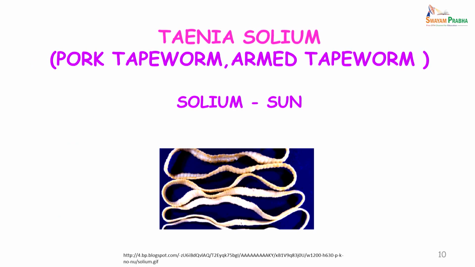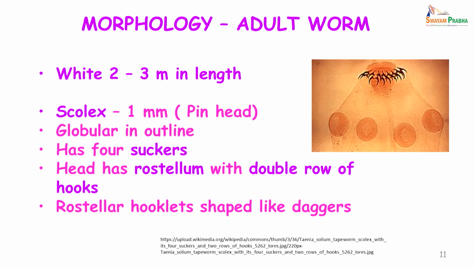Taenia solium or the pork tapeworm is also referred to as the armed tapeworm, and it is armed on account of the rostellum that it possesses. It is 2 to 3 centimeters in length, has a pinhead scolex which is only 1 millimeter in diameter. It is globular. The head has 4 suckers and has a rostellum with a double row of hooks. The hooks are shaped like daggers, and it is with the help of these hooks that Taenia solium attaches to the intestine of the host.